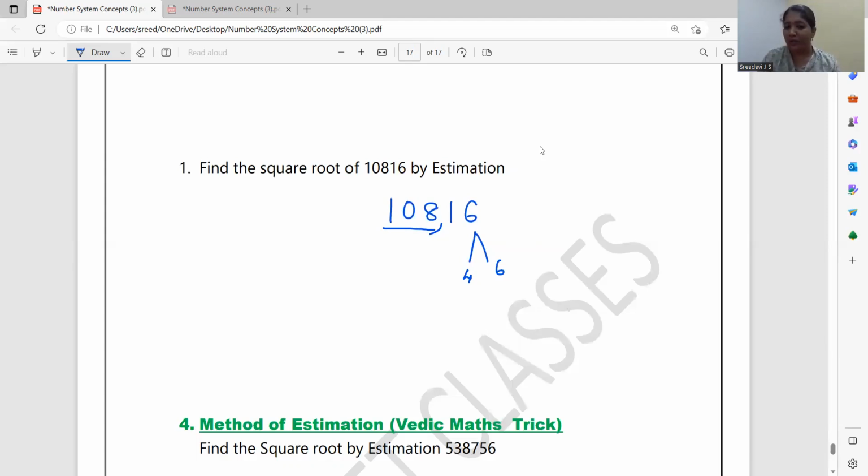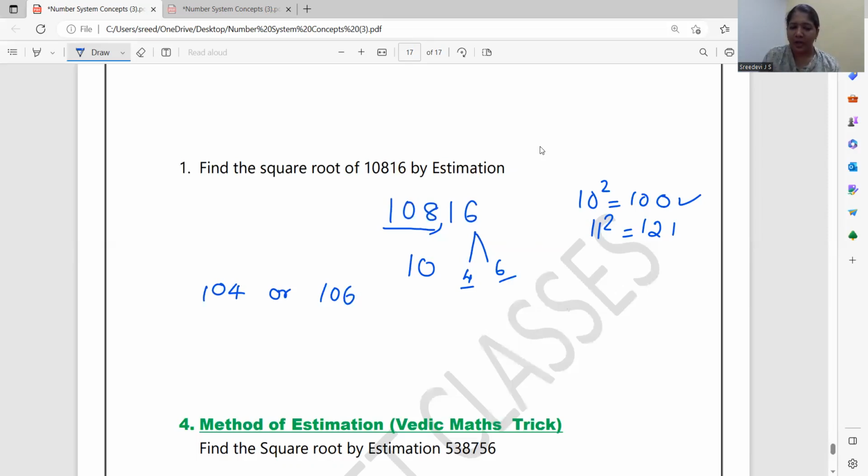11 square is 121, 10 square is 100, right? So we'll take this 10 square, so we'll write the square root of 100 is 10. So we'll write 10. Now we have to think about whether the number has the unit digit 4 or 6. Either the square root will be 104 or it will be 106.